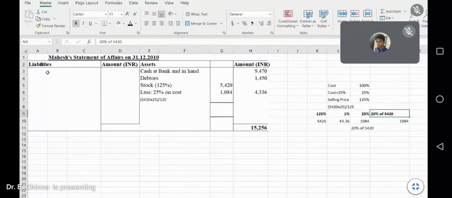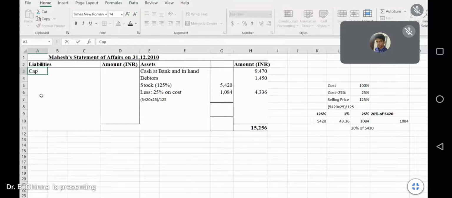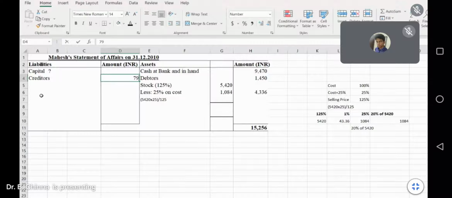Shall we move on? Yes or no? Okay, what comes on the liability side? Creditors. Capital. Okay, capital, which we need to find out. Then we have creditors, how much? 7,320. Okay. So the balance sheet totals to 15,256. Quickly tell me the capital value.